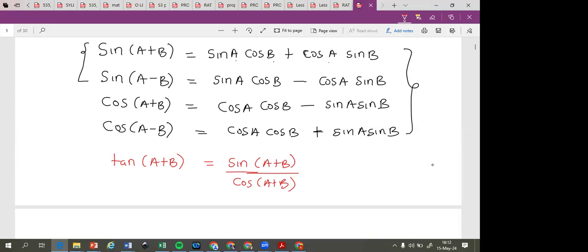Now, what are you going to do? You are going to ask yourself, when I expand sine of A plus B, what do I get? When we expand that, you come from the first one here, that you get sine of A cos of B plus cos of A sine of B, divided by, when you expand cos of A plus B, cos of A cos of B minus sine of A sine of B. Members, is that fine?